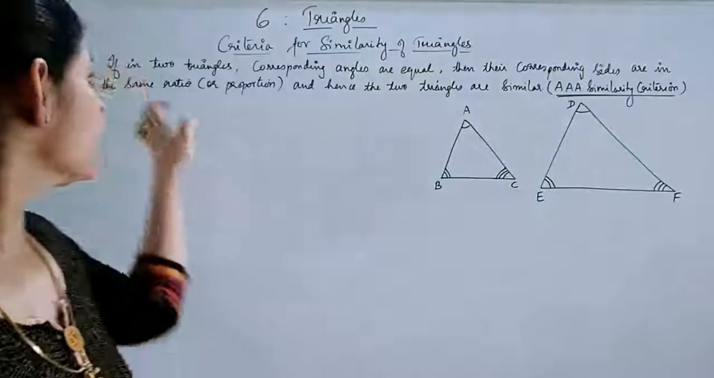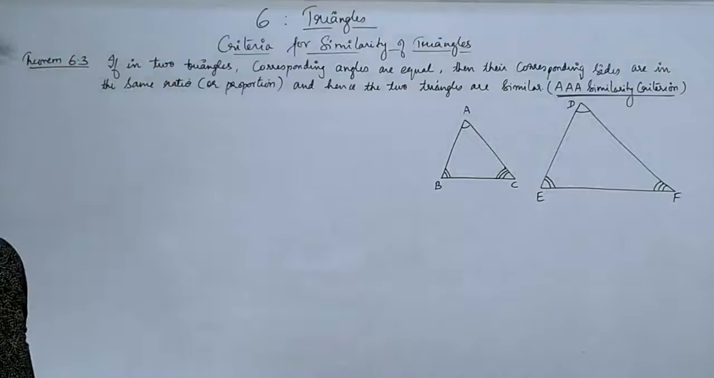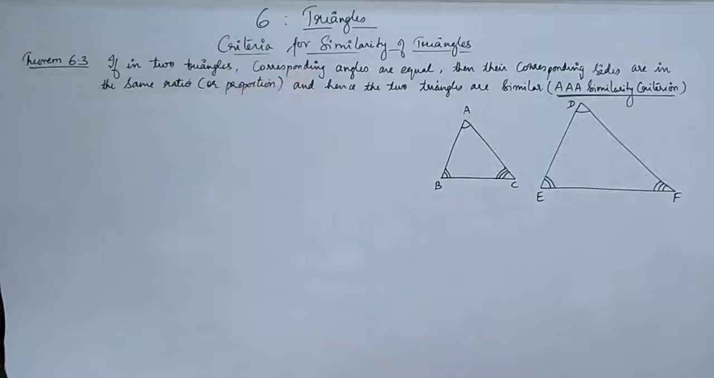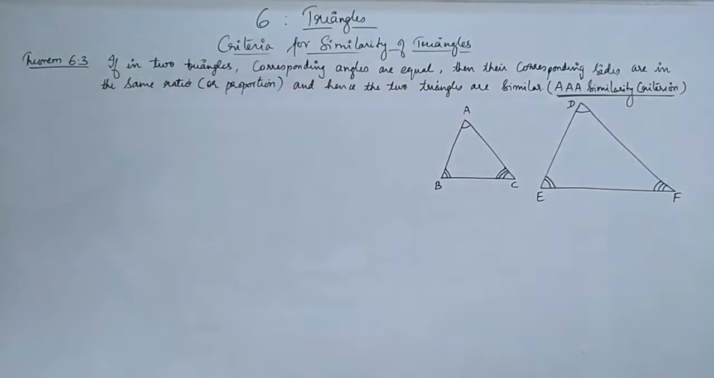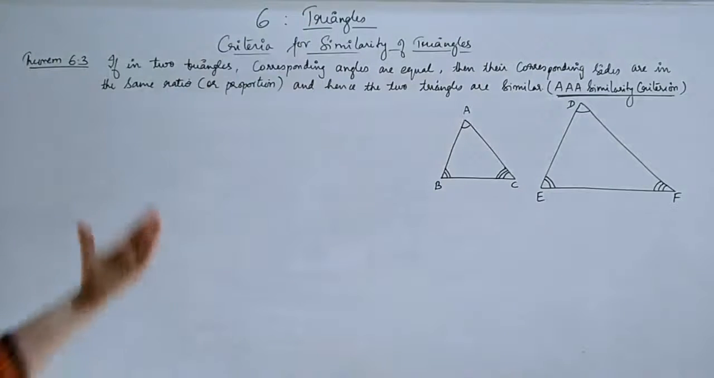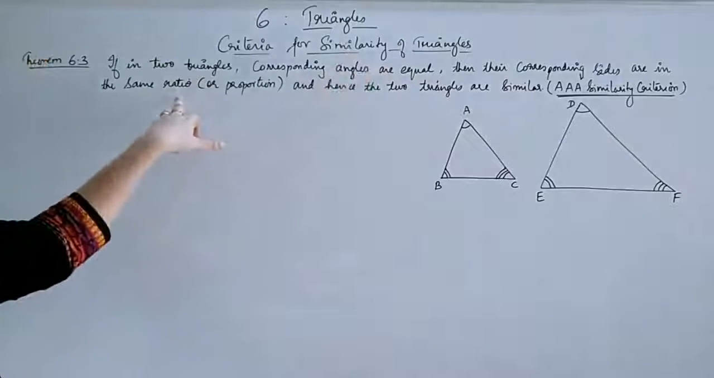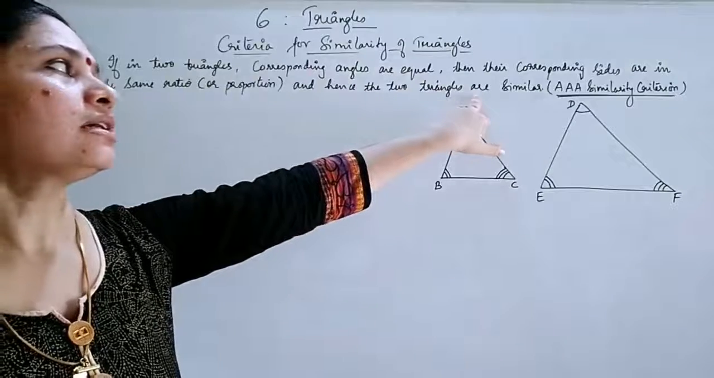Considering the first theorem, which is theorem 6.3, the statement of the theorem is: if in two triangles corresponding angles are equal, that means the corresponding angles are given to be equal, then their corresponding sides are in the same ratio, or they are proportional. That's what we need to show here. And when the corresponding angles are equal and their corresponding sides are in proportion, automatically we can say that the two triangles are similar.